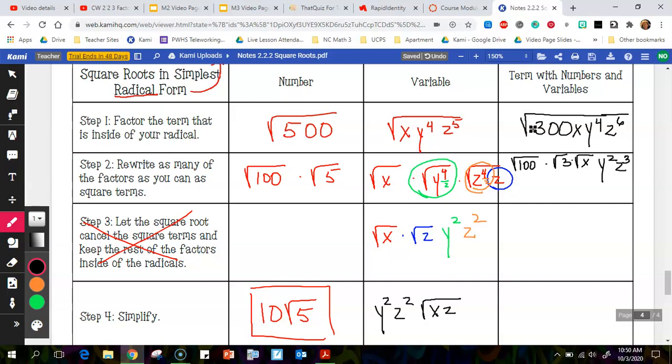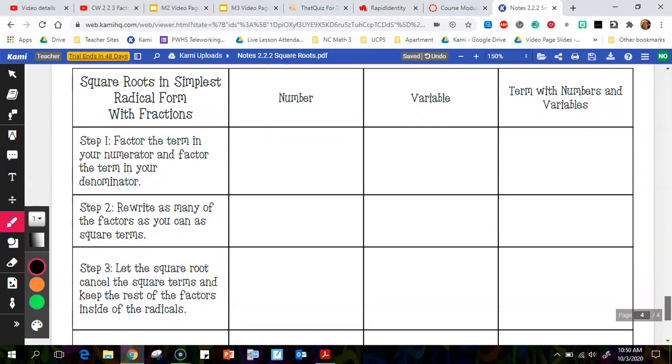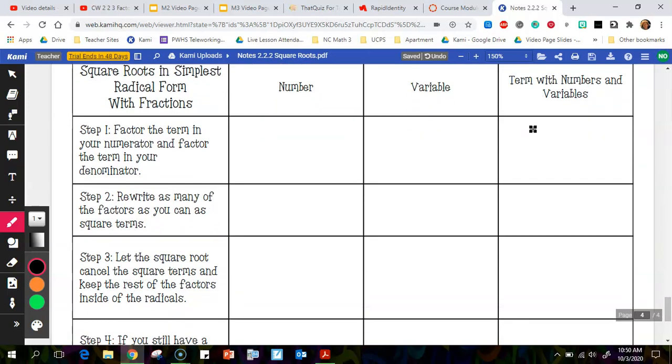Okay, so now I need to take the square root of 100 and rewrite that as 10. And then take the y squared and the z cubed. So I took care of these things right here, and everything else I leave under the radical. That's going to be 3x, and that's actually my answer. That one was a little bit more difficult. Most of the time what we're doing is we're just doing numbers, okay? So we can do fractions also. So let's try some with just numbers.